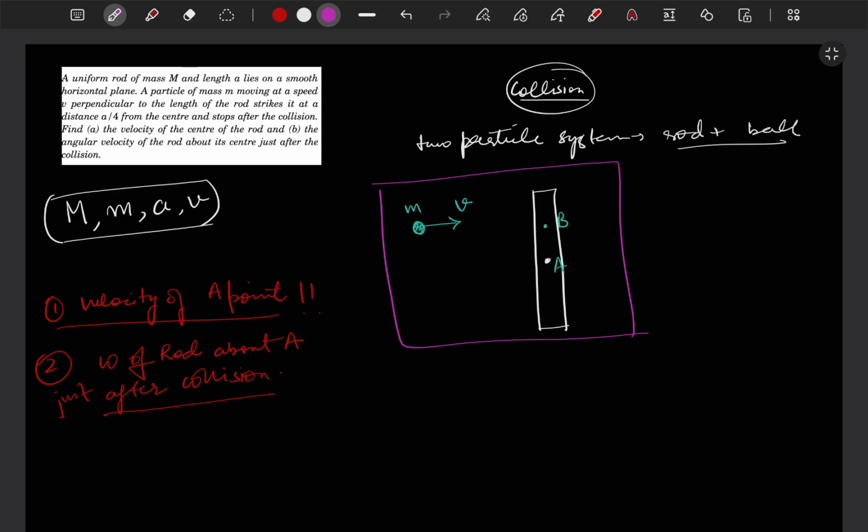There would be a translatory motion of the rod. When the particle hits, the particle stops after hitting, and there will be a translatory motion of the rod and some rotational motion of the rod about A only. Just after the collision, the rotational kinetic energy will be this, and there will be a translational kinetic energy, which I can write with VCM. This is what I have to find out, the center of mass velocity. And this whole kinetic energy is transferred from where initially it was at rest. So this is the formula for conservation of energy, which is applicable in such a situation.